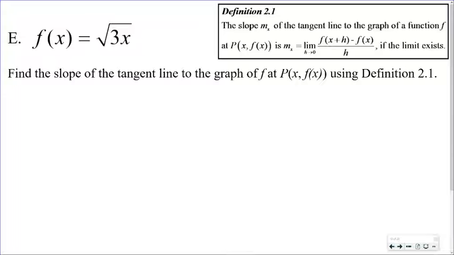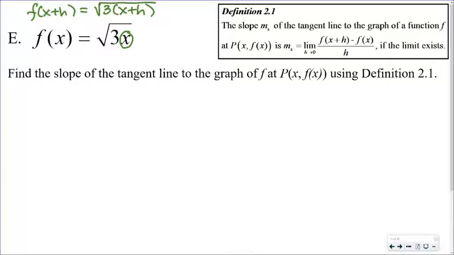Our next problem is f of x equals root 3x. Now, you want to be a little careful about your f of x plus h and make sure that you remember that this whole thing is going to become x plus h. So let me write it out here for you. Don't just write x plus h, because it's going to be 3 times all of x plus h.